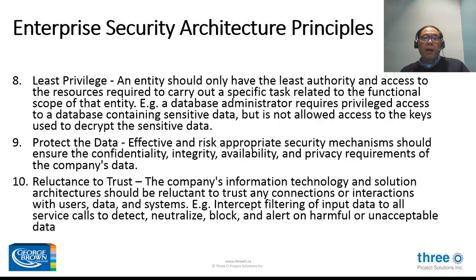Least privilege, you talk about reluctant to trust. The company's information technology and solution should be reluctant to trust any connection, any interaction with user data and systems. So by default, when I talk about this, remember we talked about a suspicious mind, right? So we want to have a mind that is suspicious, from an information security level. So reluctant to trust is the same. We don't want to trust you unless you prove that you are who you say you are, right?